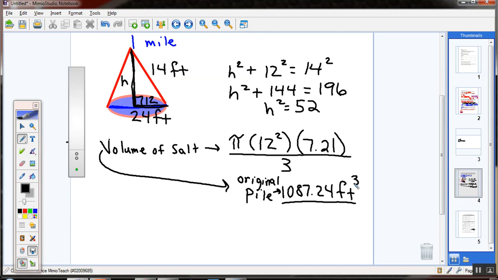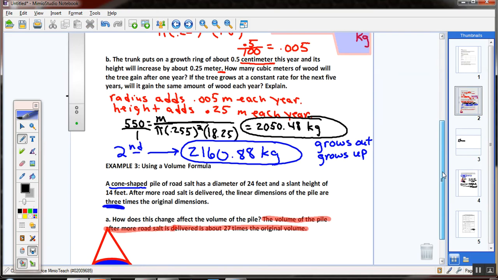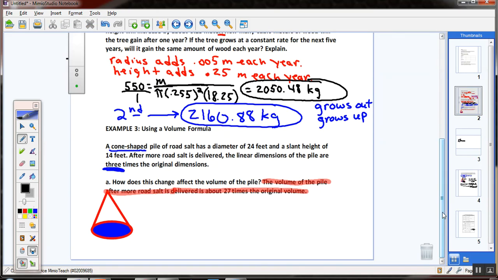In part A, what did we do to that pile? If I look back here in part A, what did we do to all the dimensions? We tripled them, right? And we said tripling all dimensions means we have how many times more salt? What did it say here? 27. So we have 27 times the amount now from what we originally had. Would you agree with that? Because we tripled all dimensions.